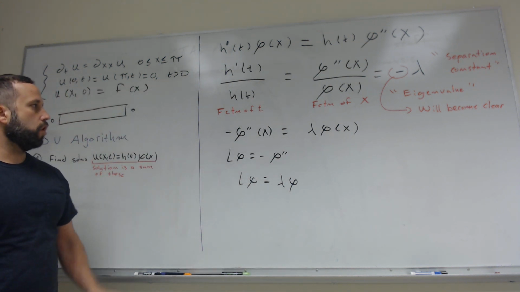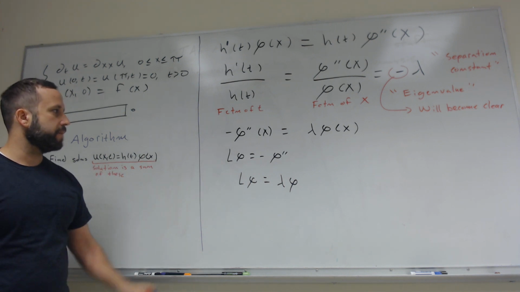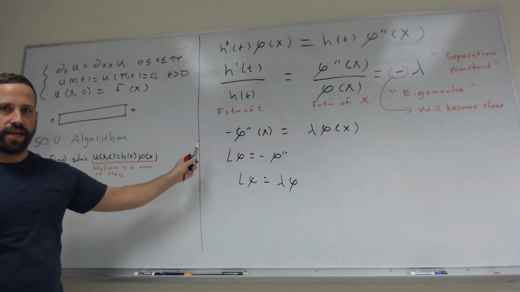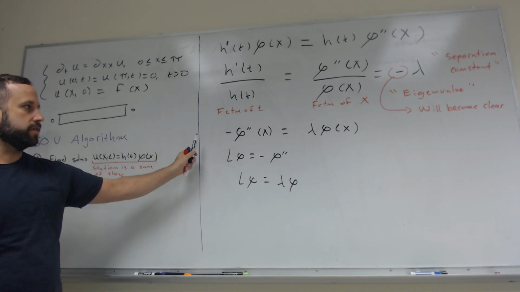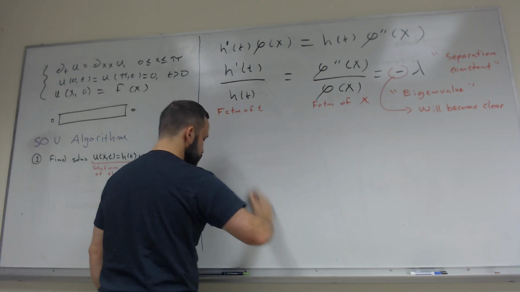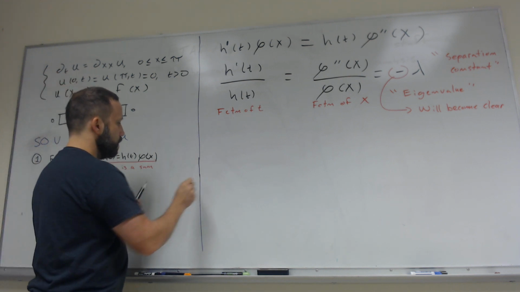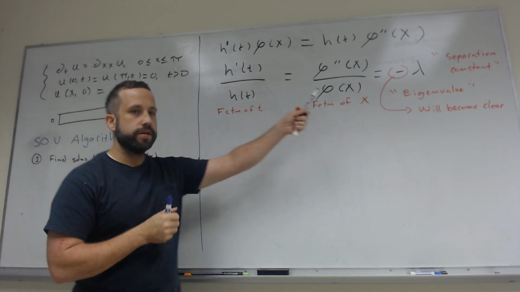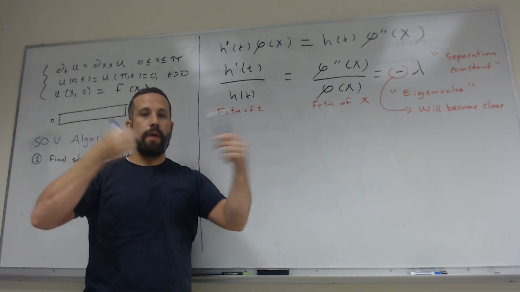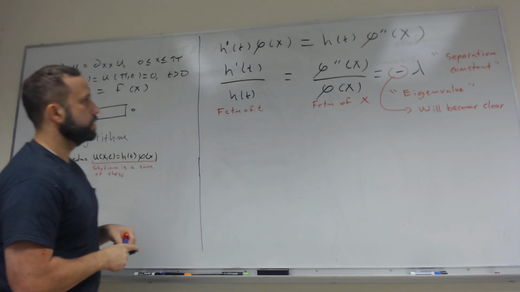Why do I want to deal with the minus phi double prime instead of just phi double prime? I don't know if I'll remember to mention it explicitly when I do computations in a moment, but the reason is that it's a positive operator. Lambda is going to be a positive number, so minus phi double prime is a positive operator, meaning its eigenvalues are positive.